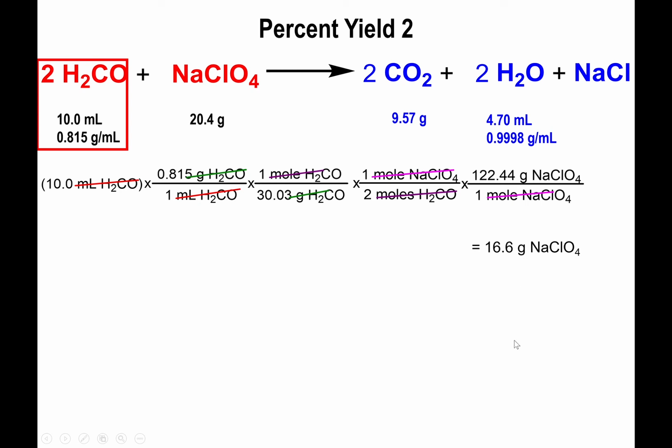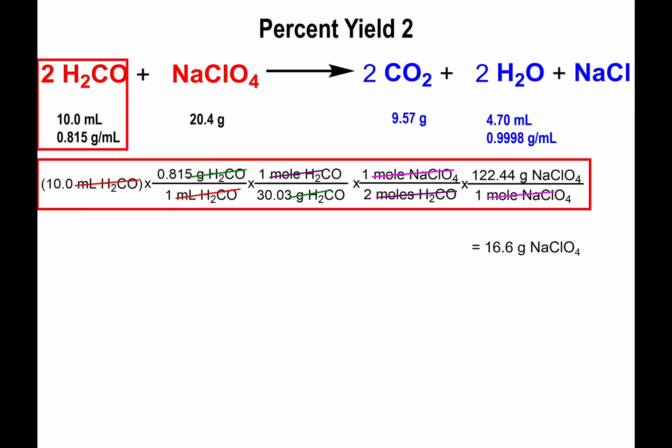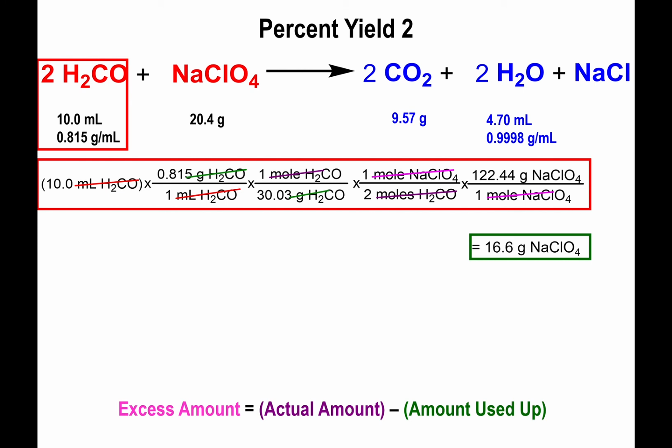All right, now, from the stoichiometry, what this mass represents is the mass of sodium perchlorate that got used up, the amount that is no longer there, the amount that actually reacted away during the course of the reaction. So what is left to be done to find out how much excess amount is left over is to subtract this amount from the initial amount of sodium perchlorate that we used. So excess amount equals actual amount minus amount used up.